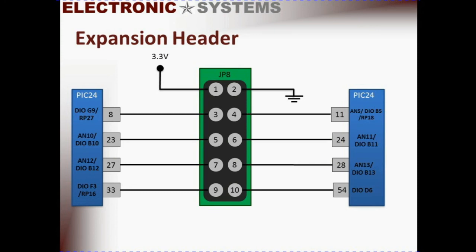Pins 3 through 10 are connected to pins on the microcontroller. 8 of these pins are digital I/O, 5 of them are analog inputs, and 3 of them are connected to remappable peripherals. You can configure the function of each of the pins on the expansion header in software.